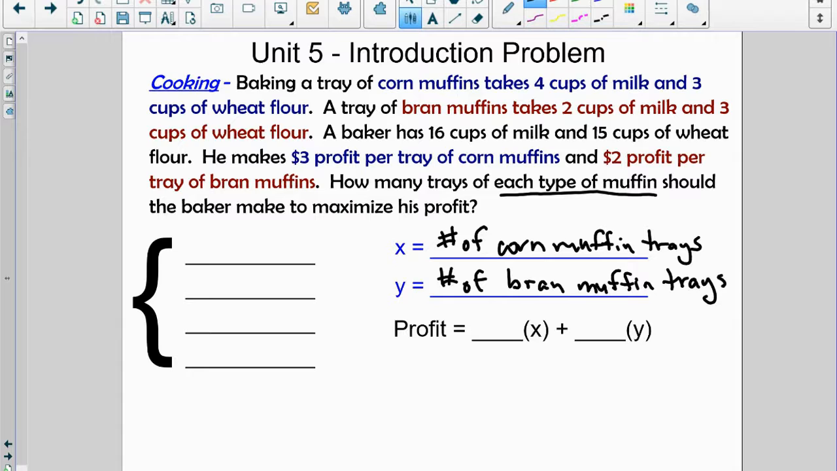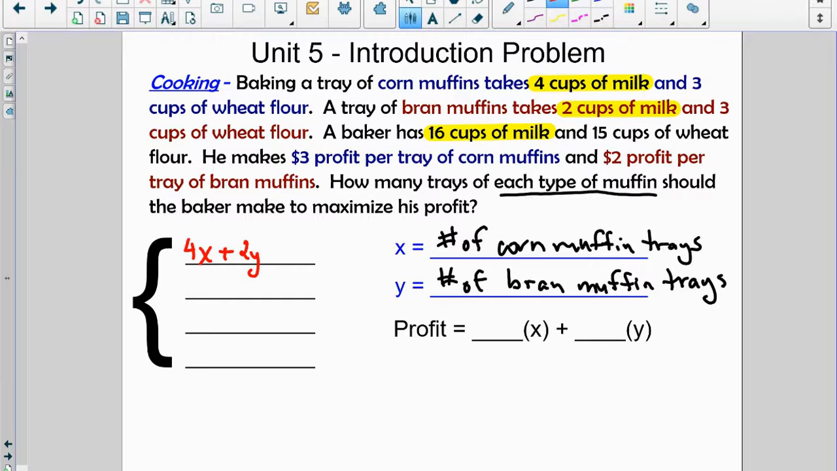Next, we need to write our inequalities for this problem. So we know some information about milk and wheat flour. So we actually want to write one of our inequalities for milk. Corn muffins take 4 cups of milk, bran muffins take 2 cups of milk, and the baker has 16 cups of milk. So one inequality we can write for that, if it's 4 cups for every tray of corn muffins, that's 4x, plus 2 cups for every bran muffin tray, that's 2y.